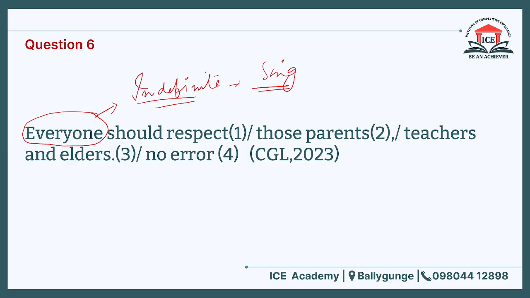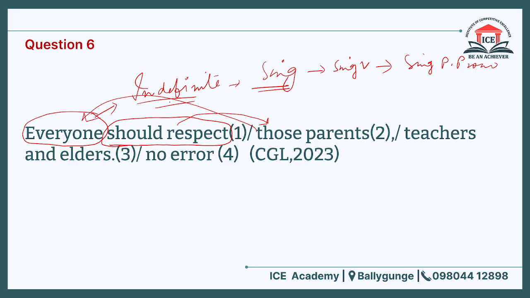They are singular. So if they are singular, they should be followed by a singular verb as well as a singular personal pronoun. Now look at the sentence. Everyone should respect. Here, the modal auxiliary should is used. Therefore, we cannot say whether it is singular or plural. But after that, the personal pronoun "those" is used for this everyone. Now there is the error.